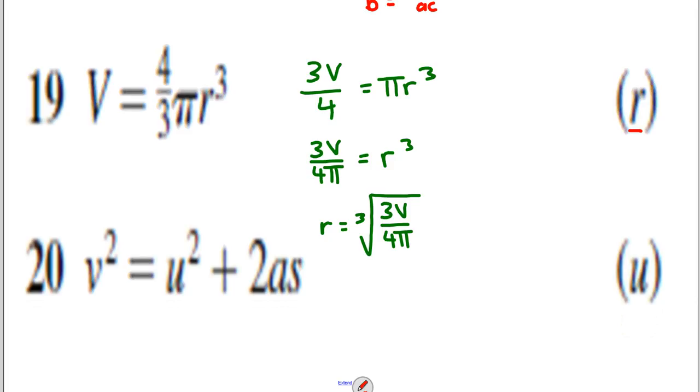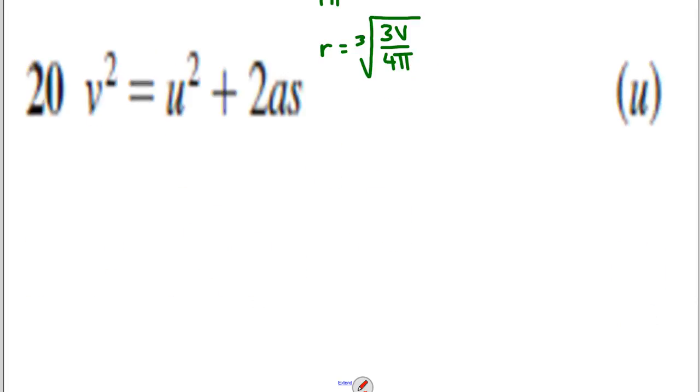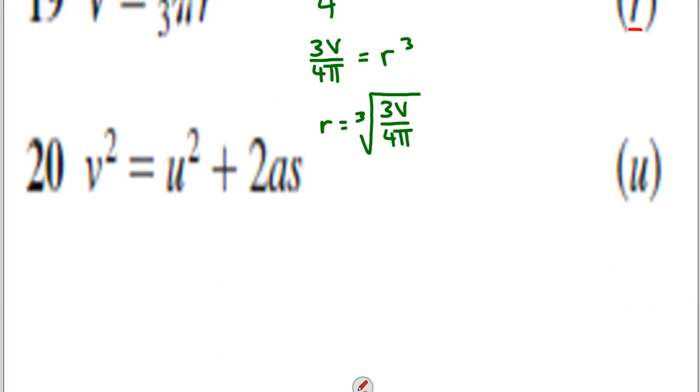And the very last one, hooray, we're on to v squared equals u squared plus 2as again, and they want us to make u the subject. So do we deal with the square or the 2as first? That's correct, we deal with the 2as by subtracting it from both sides. So we need to go v squared minus 2as equals u squared. And then to deal with the square, we just square root both sides.